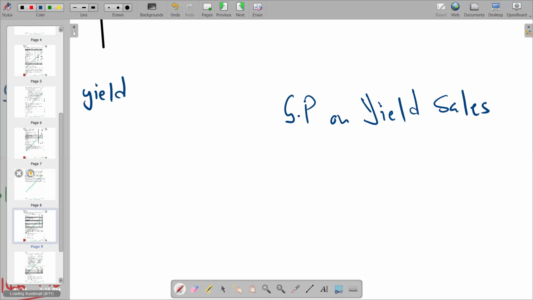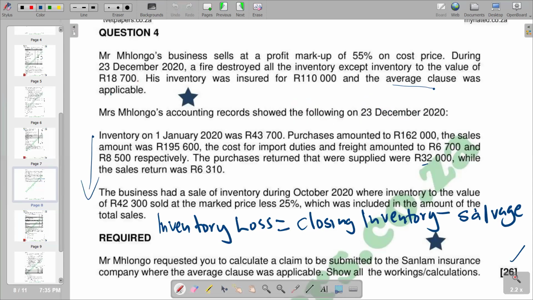Whereby, if you refer back to the question, we are told that the business had a sale of inventory during October of 42,300 rands, sold at the market price less 25%. And then if you subtract 25%, you are going to get the other 75%. So it means it was sold at a proportion of 75%. So basically, what we are saying is that this 100% is the normal market price before the reduction of 25%.